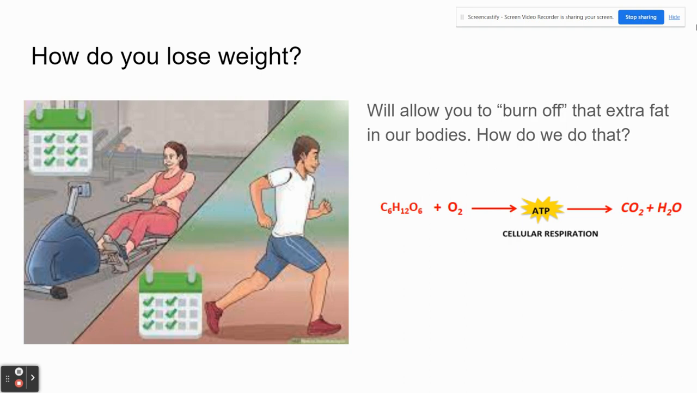So literally, by you exercising, you're using energy, or you're using that glucose to get that energy out. And when that energy comes out, we have carbon dioxide and water that are left as our outputs.